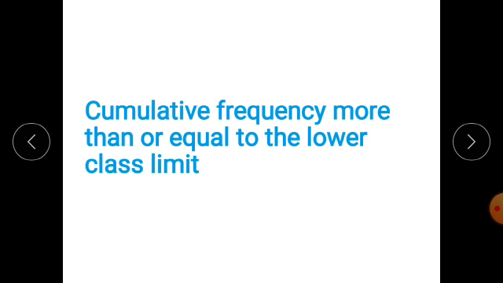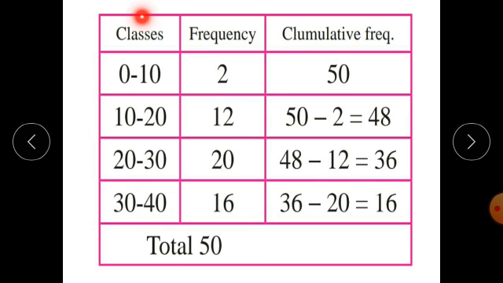Now next is cumulative frequency more than or equal to the lower class limit. Again for the same example, the information is regarding marks in mathematics obtained out of 40 scored by 50 students of 9th standard. Now again the first column is for classes, second is for frequency, and the third column is for cumulative frequency, that is, more than or equal to type cumulative frequency.